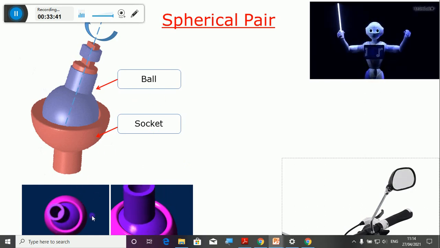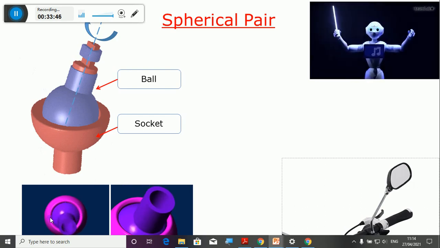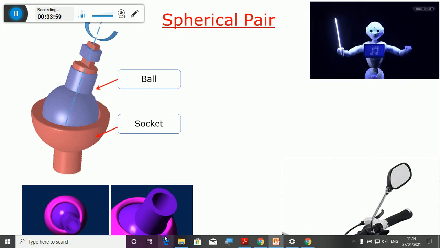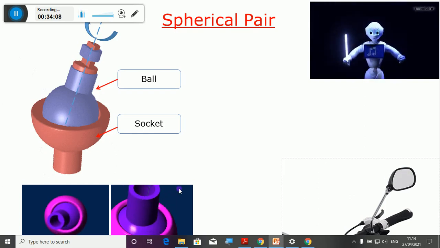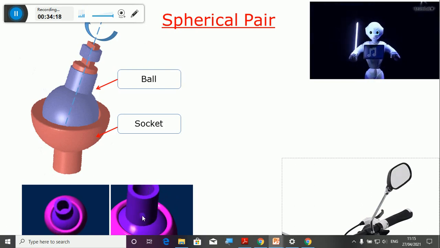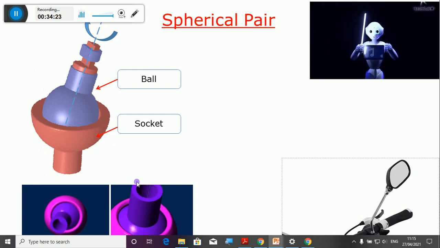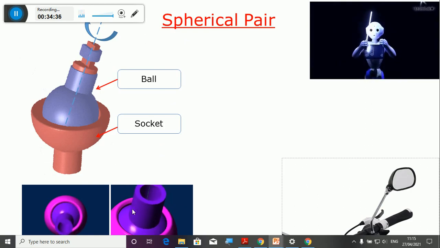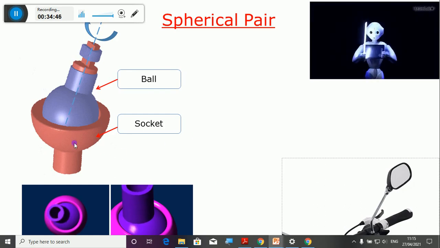In this case, this ball can rotate about the z-axis. If you consider three axes x, y, z, about the z-axis it can have a complete rotary motion. About the x-axis it can only have a semi-rotary motion, front and back. And it can also have a left and right motion with respect to the y-axis, a semi-rotary motion. About the z-axis, it can rotate or swivel. It means the degrees of freedom for this kind of pair is 3: one complete rotary motion and two semi-rotary, front and back and left and right. Example is the mirror of a bike or a car. It is a combination of socket as well as ball.